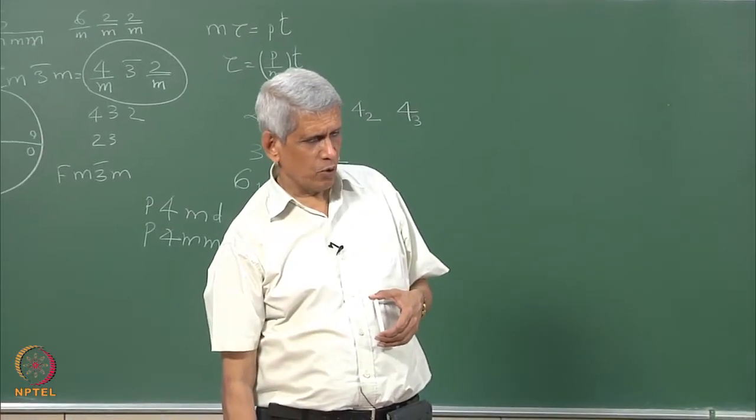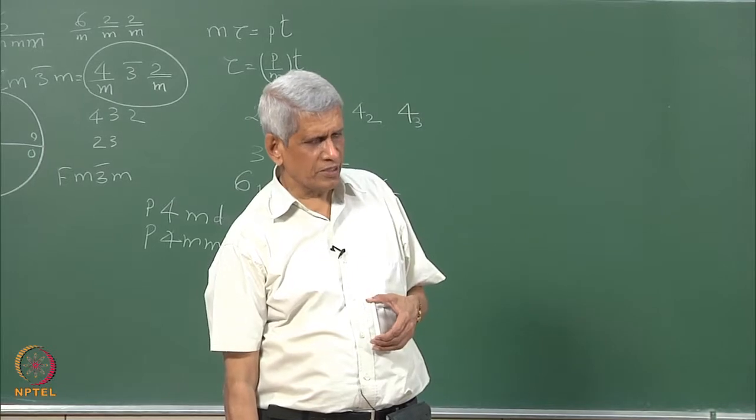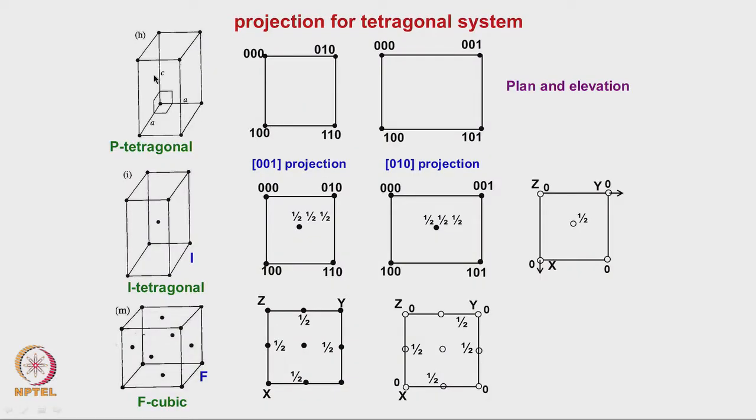So this is a projection of the crystal looking along the 001 direction. This is how it looks for a tetragonal lattice. And this is the projection in the 010 direction. Once these 2 projections are given, the unit cell of the lattice is completely specified. Complete information is available.